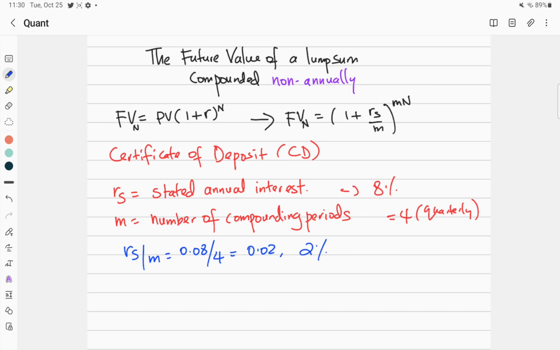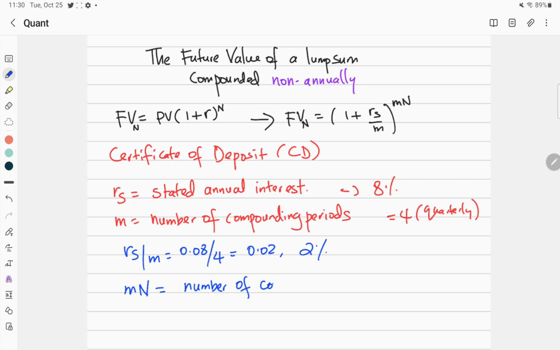Now, we have here mn, which is simply the number of compounding periods per year multiplied by the number of years. And that just gives you the total number of compounding periods.